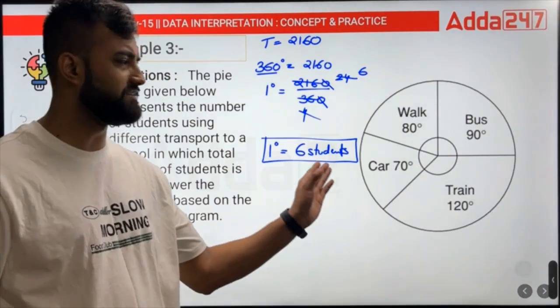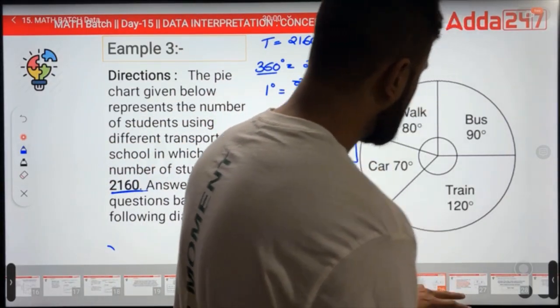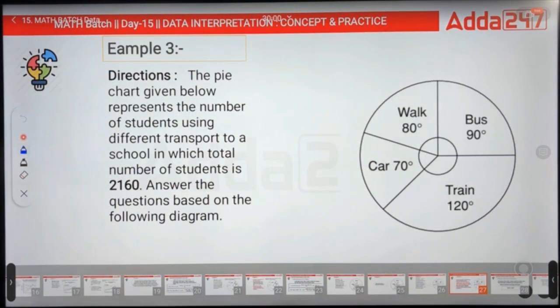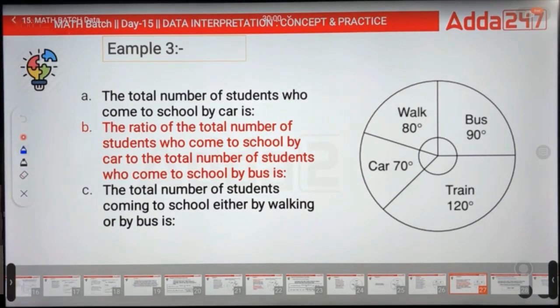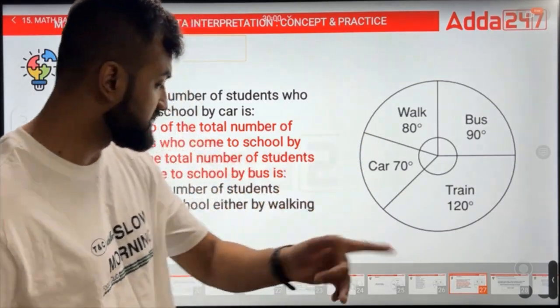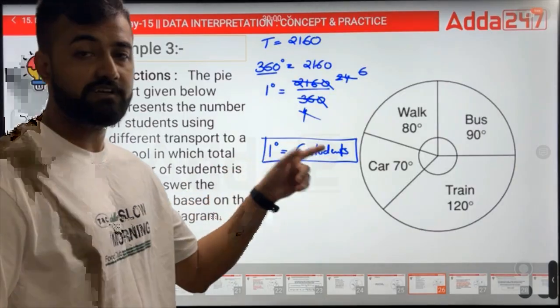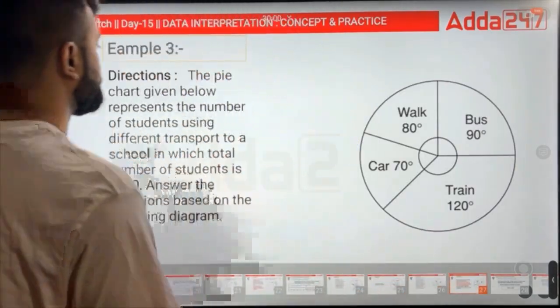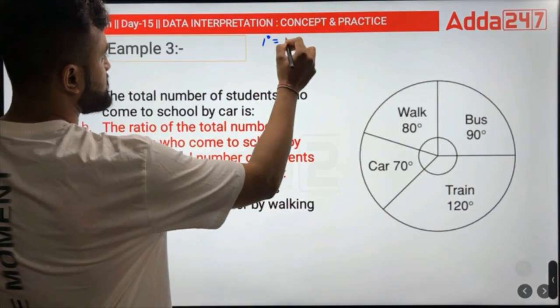Now, as we've got this, we can find anything, whatever they're asking. Let me see what's the question. So the question given in this particular question is: total number of students who come to school by car. By car, how many students are coming? We just know one thing, sir. We have already found that 1 degree represents 6 students.